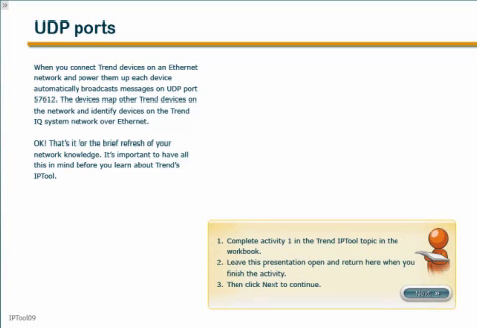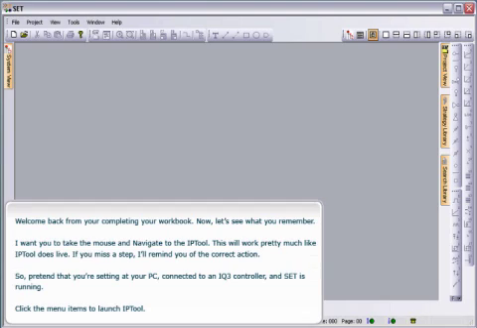Complete Activity 1 in the Trend IP tool topic in the workbook. Leave this presentation open and return here when you finish the activity. Then click Next to continue. Welcome back from completing your workbook. Now, let's see what you remember.